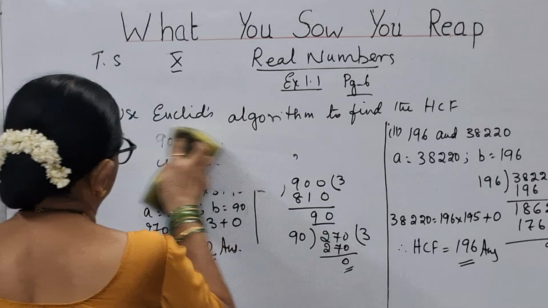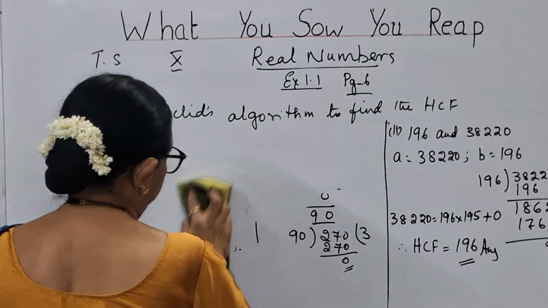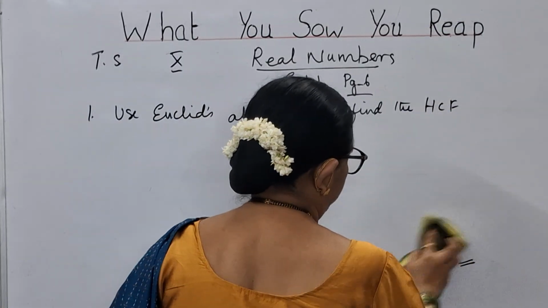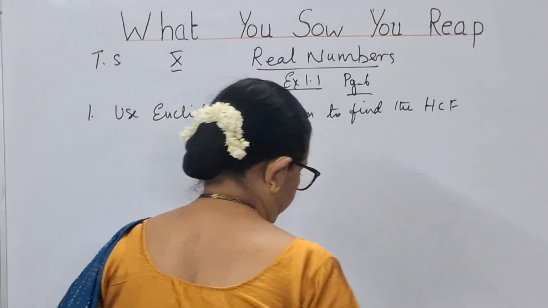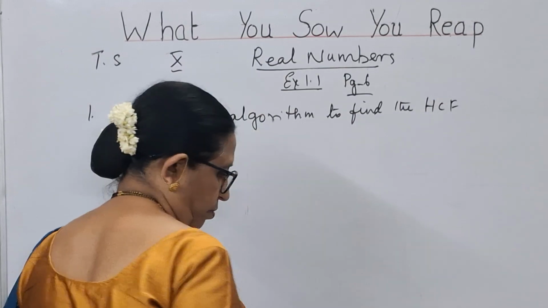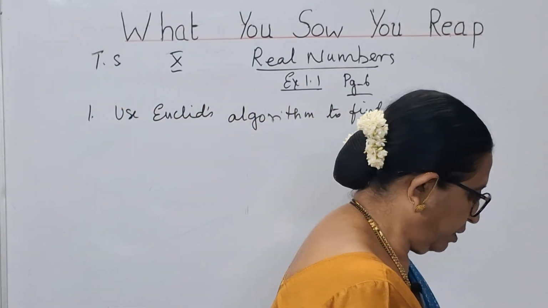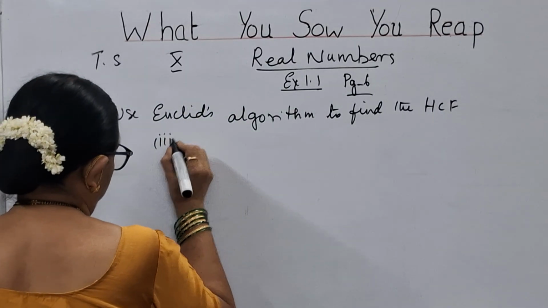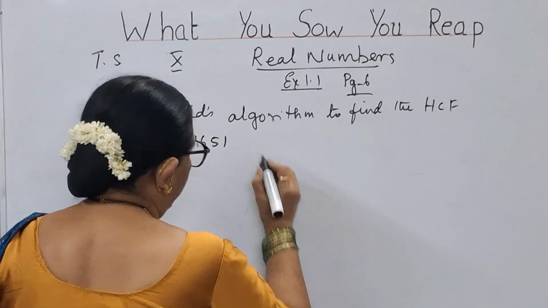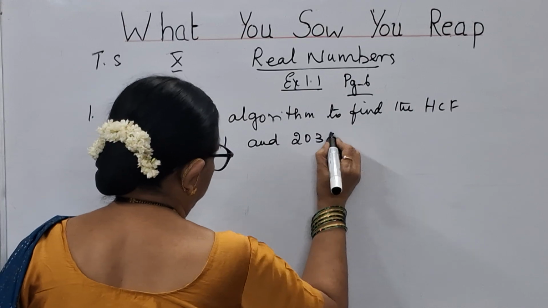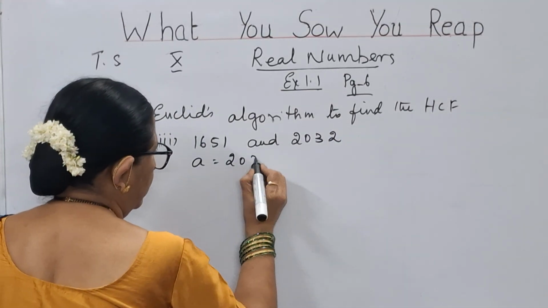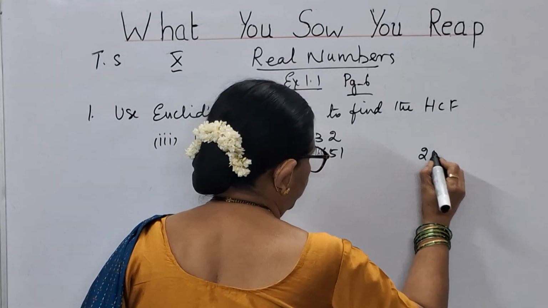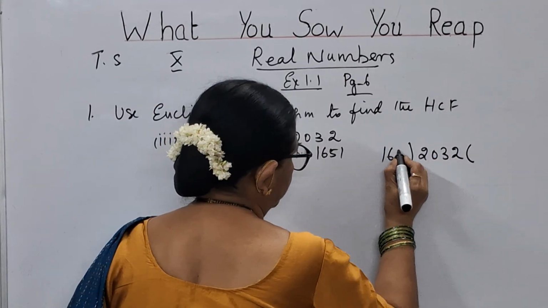Now we will be seeing the third bit. What is the third bit given in this? The third bit is 1651 and 2032. So your A is equal to 2032, B is equal to 1651. So take 2032 and divide it by 1651.